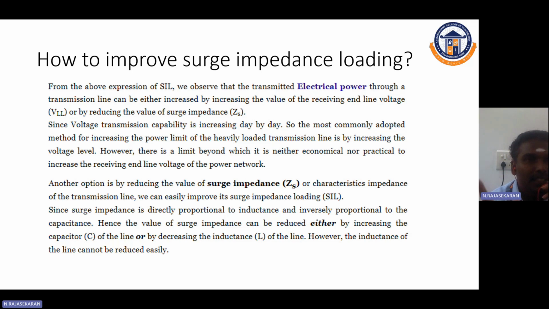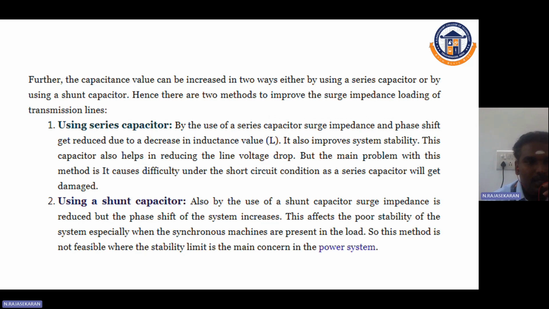So that particular line needs capacitance, because of the need to compensate the reactive power. Only in very rare cases is series inductor operation required. Further, the capacitance value can be increased in two ways, either by using a series capacitor or by a shunt capacitor. There are two methods to improve the surge impedance loading of the transmission line: one is the series capacitor, another one is the shunt capacitor.